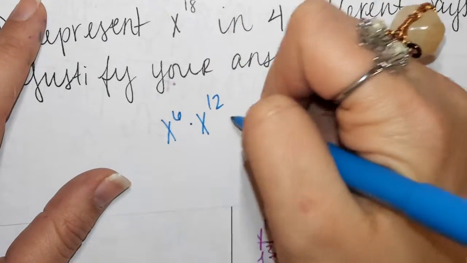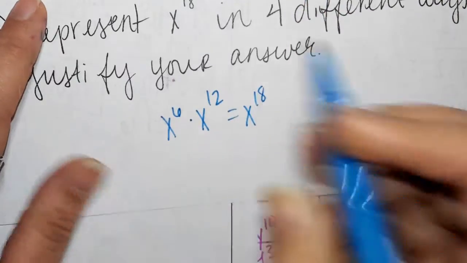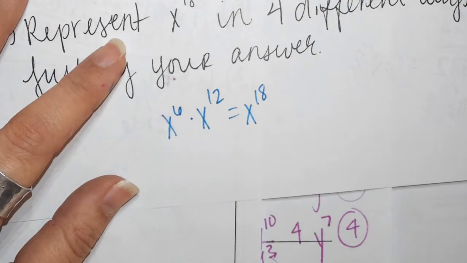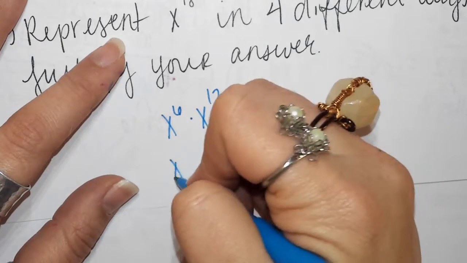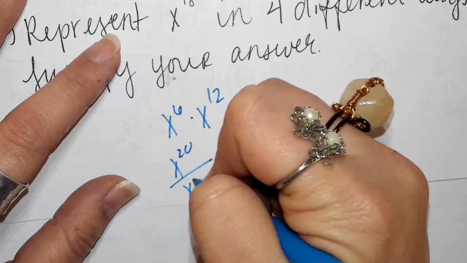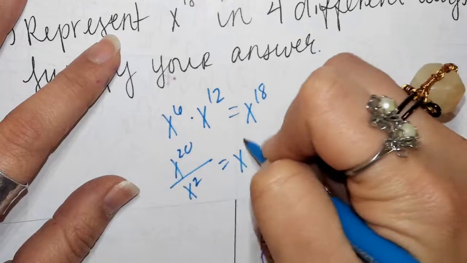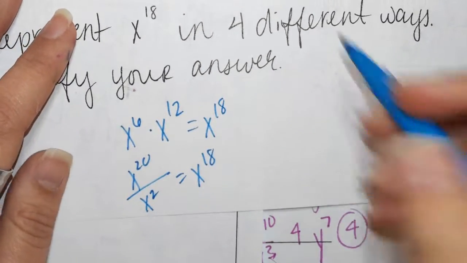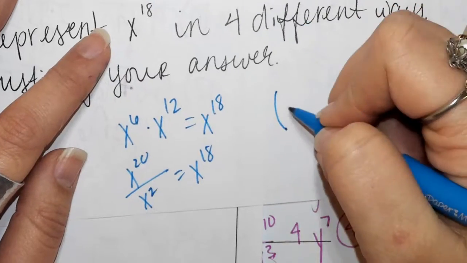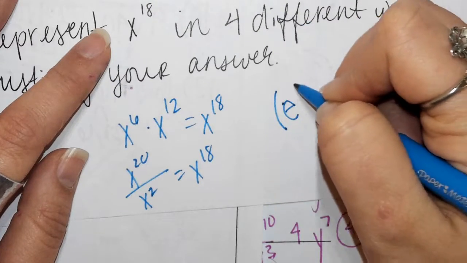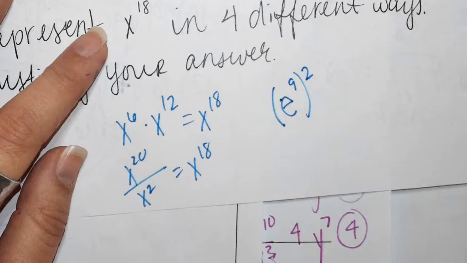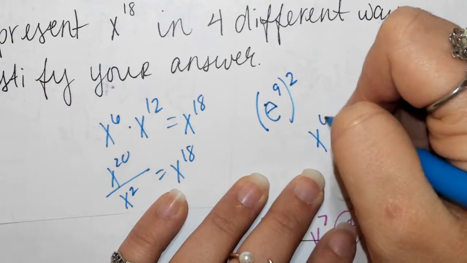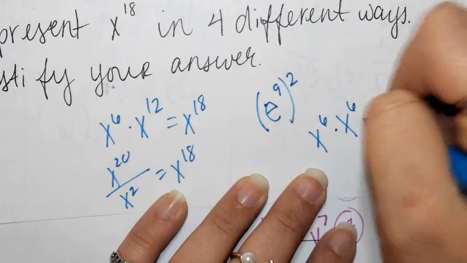Awesome! X to the 20 power divided by x to the 2. Good. Take a point if you can. Miriam? Parentheses, x to the 9, and outside 2. Okay. Alright, Justin? x to the 6. Thank you.